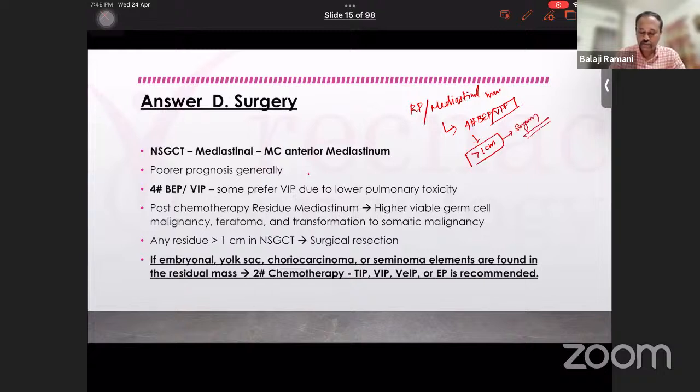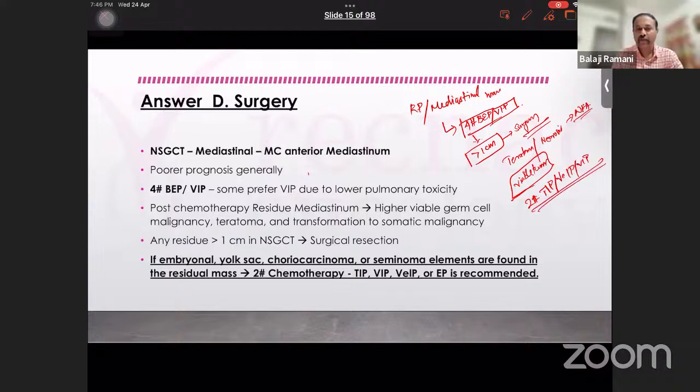And at the time of surgery, if you find only teratoma or if you find only necrosis, then no further treatment, no further action. Basically, you observe the patient. On the other hand, if you find any degree of viable tumor, now this viable tumor might be in the form of a choriocarcinoma, it could be embryonal tumor, it could be yolk sac tumor, seminomatous elements, whatever is there, then you go for 2 more additional cycles. So initially you've given 4, after that you go for 2 more cycles. In this scenario, again, it will be TIP or VIP. Any of these can be used. So 2 more cycles of chemotherapy will be recommended in this kind of scenario.